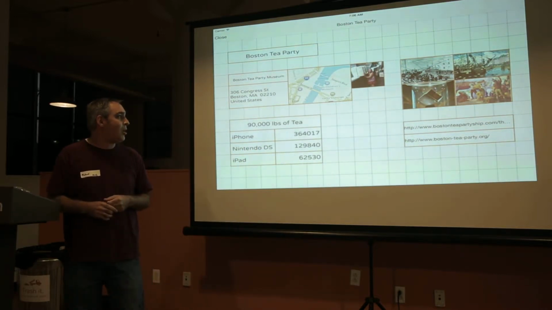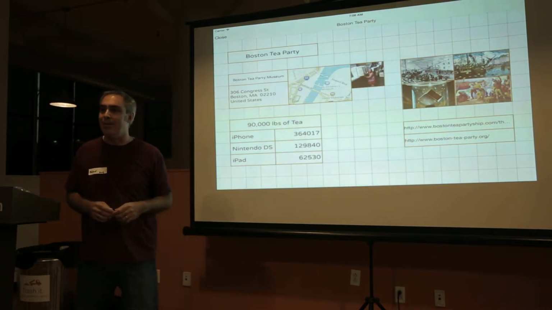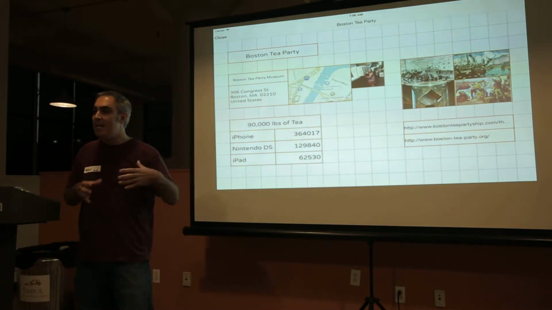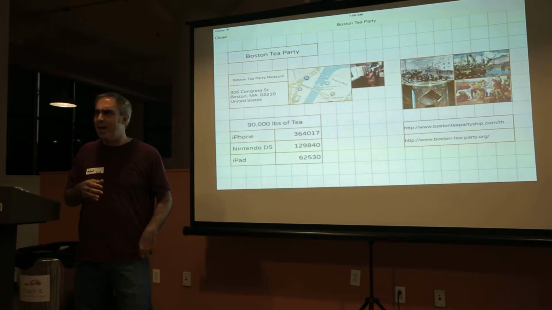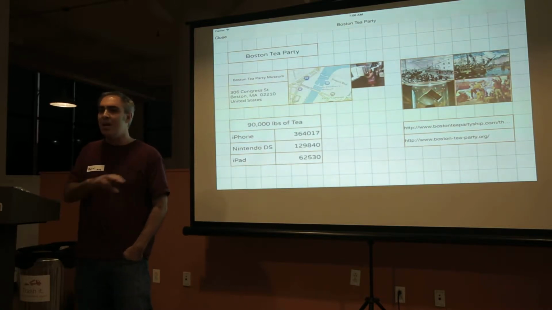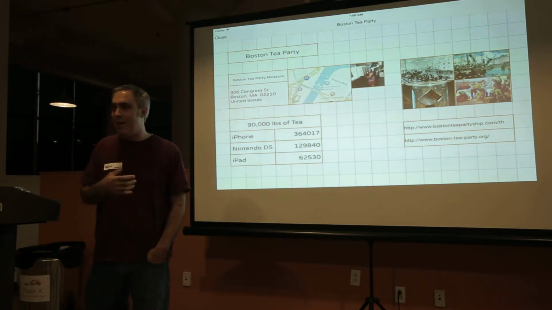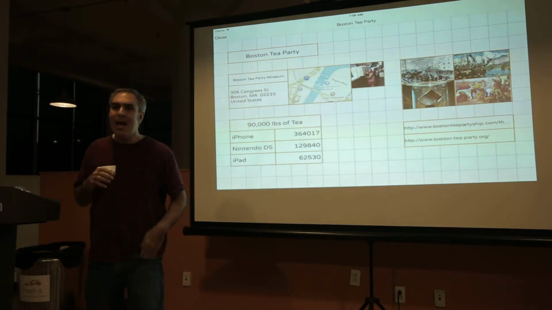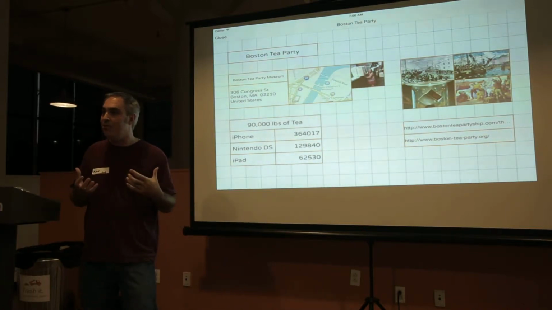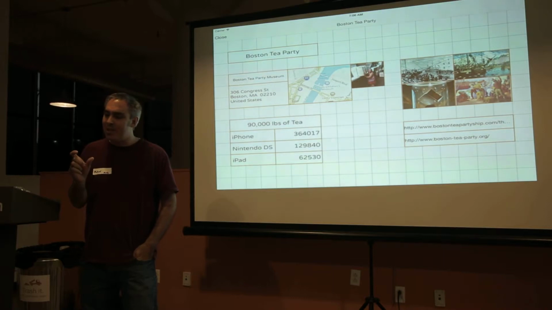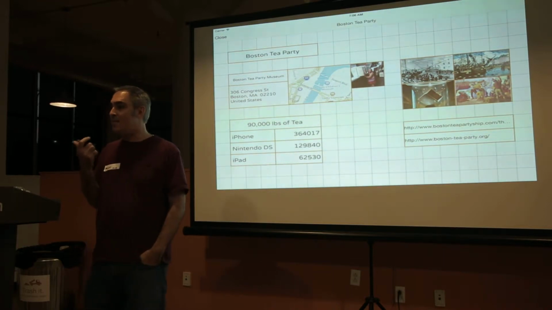So here's the Boston Tea Party, and you'll notice I have a map there, right? On the left-hand side of the map is a location. It's actually a location of, I think it was, the Boston Tea Party Museum. And on the right-hand side is a picture I took of Emma when we were there a couple of years ago. And that picture was taken with an iPhone, so it has the location embedded inside that picture.